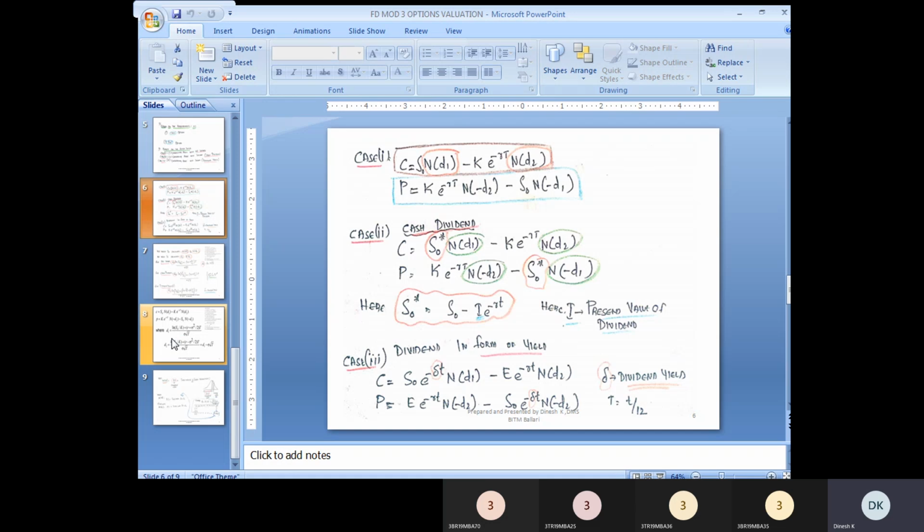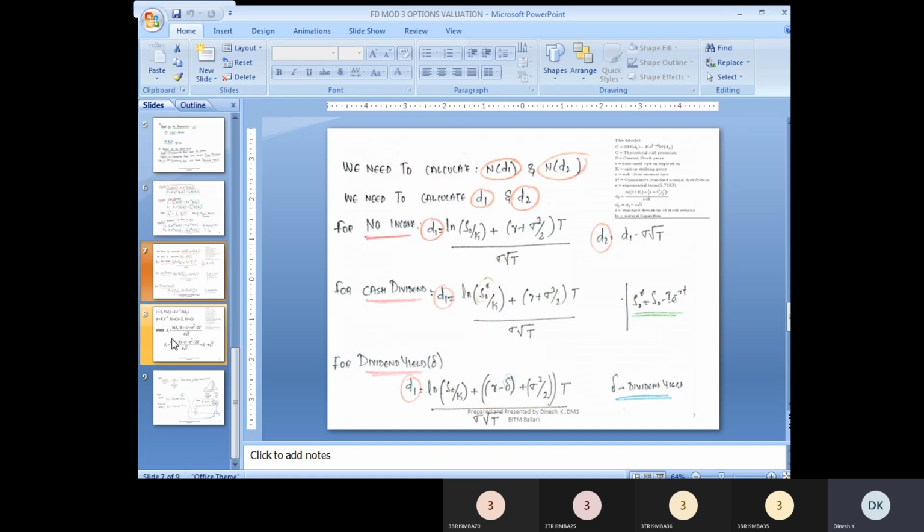Then in the other formula, when you take the D1 here, for case 2 where the dividend is in the form of cash, we take ln S naught star, while for the case of dividend yield, D1 equals ln(S naught by K), close the bracket, plus open the bracket, R minus delta, right? So R minus delta we first need to simplify, plus open the bracket, standard deviation square divided by 2, whole multiplied by capital T, right? Then divided by standard deviation multiplied by root T. Okay, this is the formula for the dividend yield.